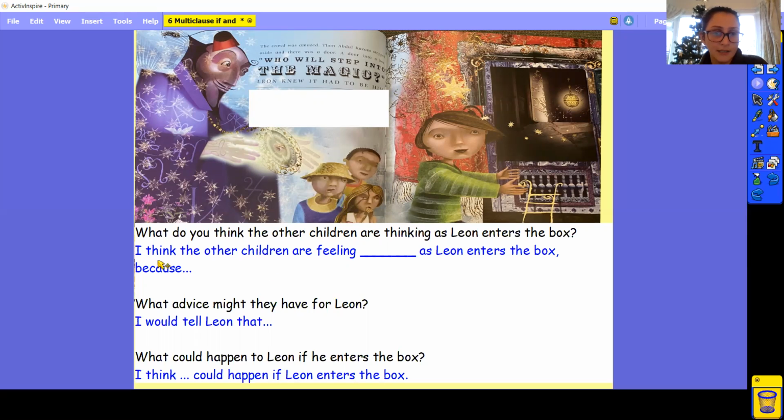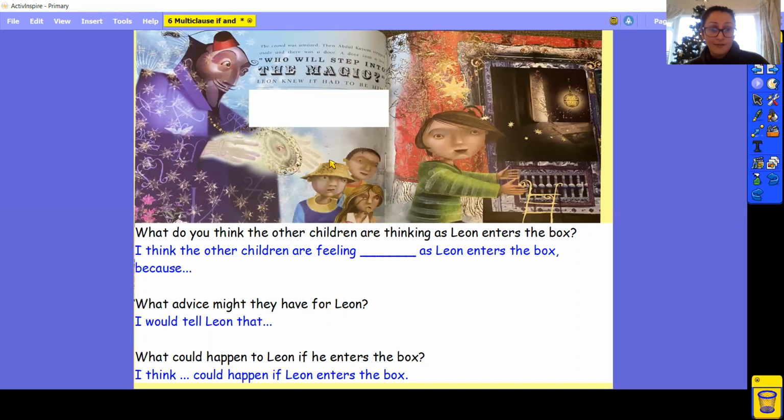So you've got your sentence started. I think the other children are feeling blank as Leon enters the box because. So again, have a bit of a pause, have a bit of a think about how the children are feeling and why they might be feeling that. Again, if you want to have a write of it on your sheet at home, you can send it in to me. I would love to see what you think about these children and what they're thinking.